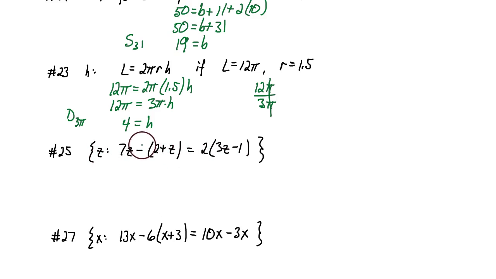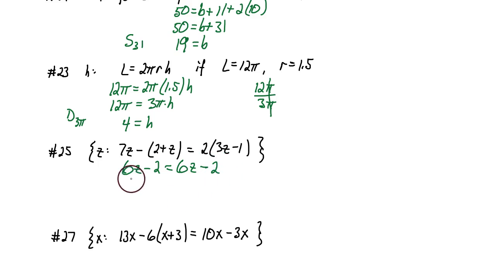On the left side, it looks like we can do a little bit of combining. 7z subtract 1z is 6z. Then let's focus on the constant term. We're subtracting a 2, so we write minus 2. On the right side, we can do distributive property. 2 times 3z is 6z, and 2 times negative 1 is negative 2.